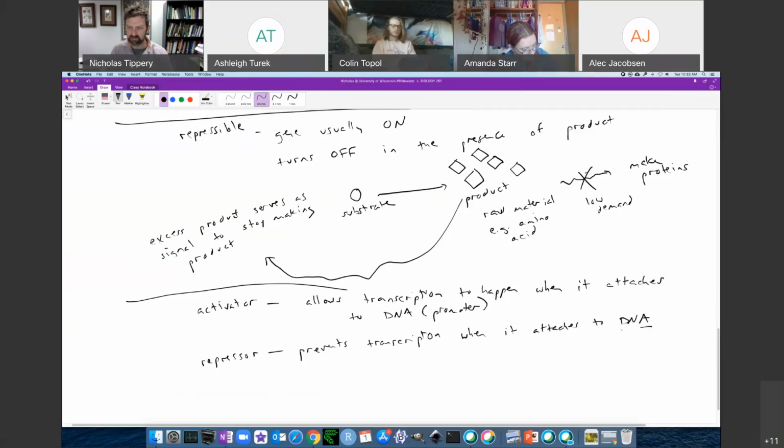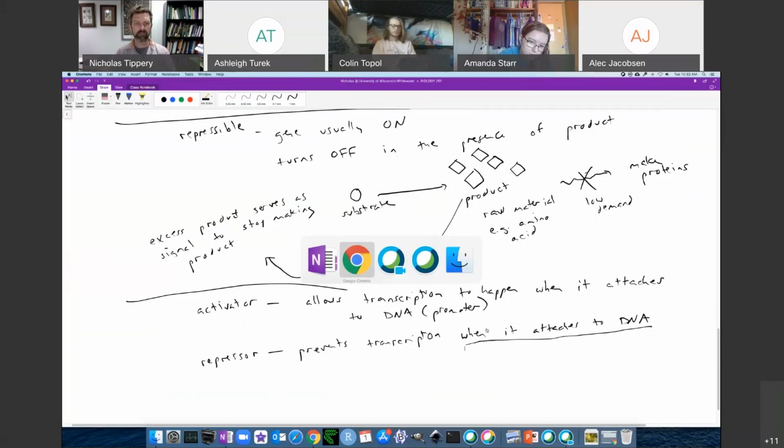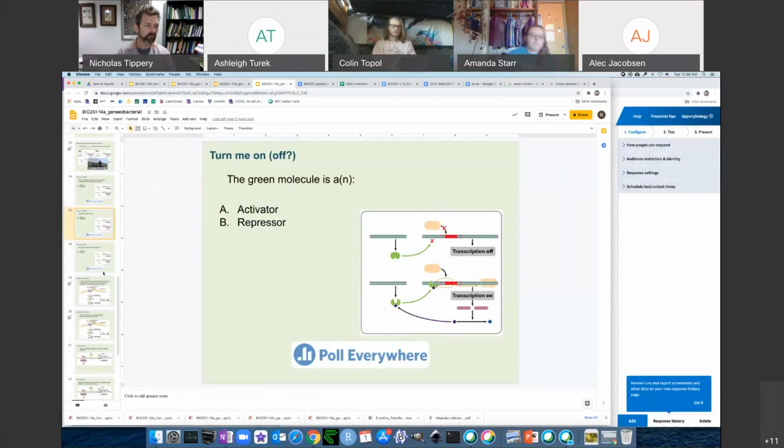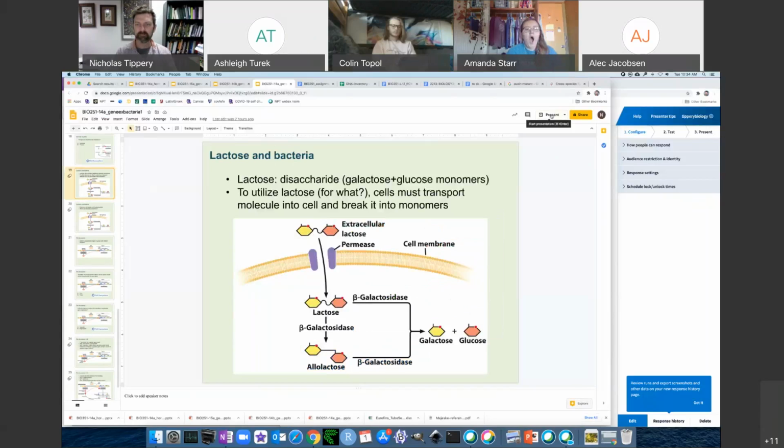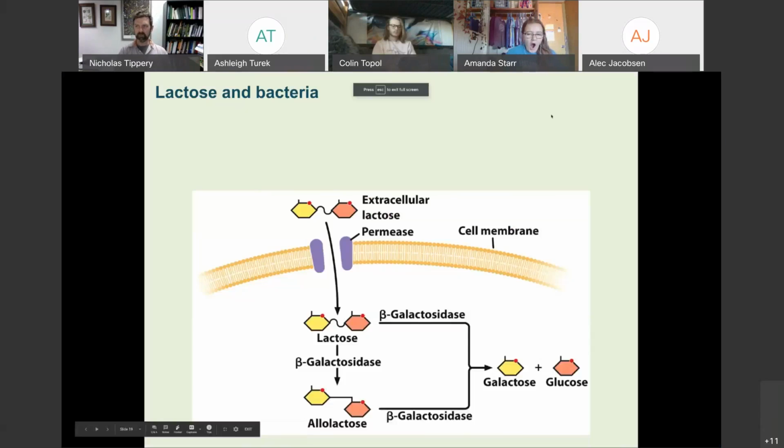So in both of these cases, when it attaches to DNA, that's the important part. Because we can see that in the repressor examples, if the repressor can't attach to DNA, then it doesn't prevent transcription. So it's still a repressor, but it's not doing its job. So its job is to prevent transcription from happening. And the activator has the job of allowing transcription to happen. All right. Questions before we move on from that?